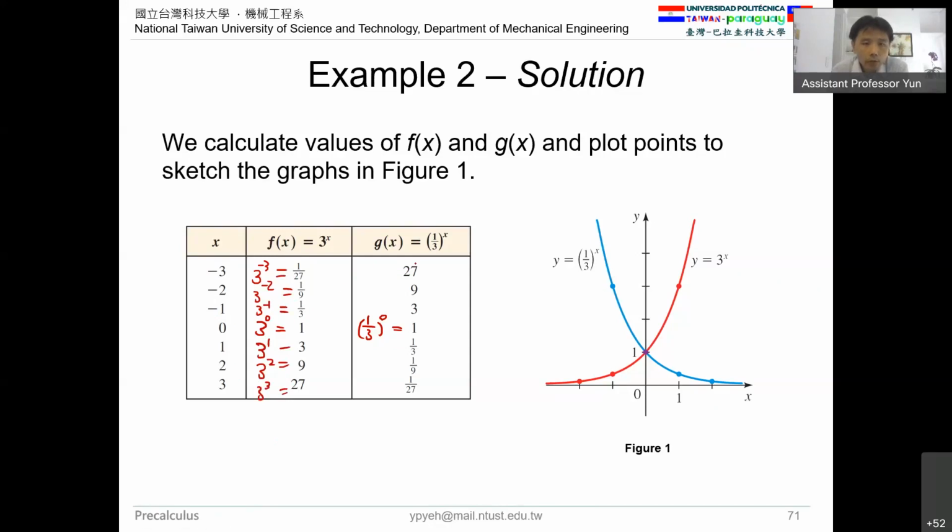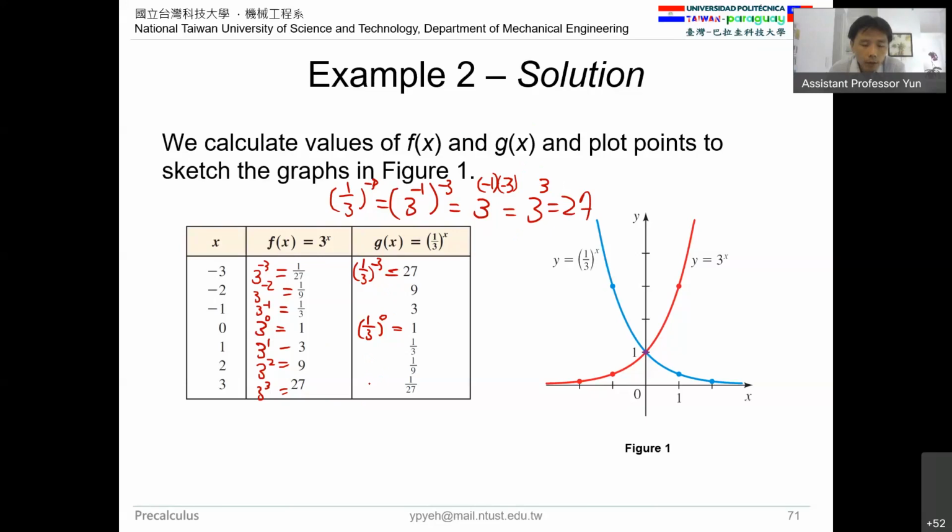And in the case of g of x, when x equals -3 here, we present that as (1 divided by 3) to the power of -3, right? In the case of (1 divided by 3) to the power of -3 here, that will equal 3 to the power of minus 1 times -3, which will equal 3 to the power of 3 here, right? So then it will equal 27. So that's why it makes sense. Others are the same.